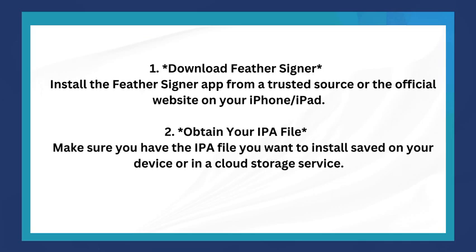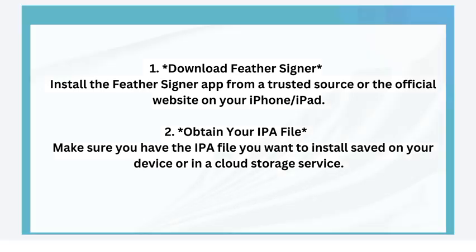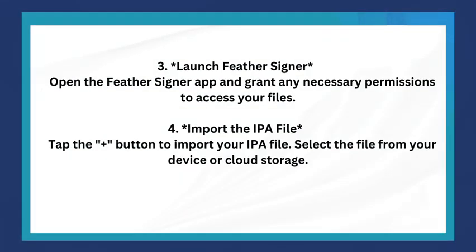So the first step is to download the Feed Assigner app. Install the app from a trusted source or the official website on your iPhone or iPad device. The second step is to obtain your IPA file. Make sure you have the IPA file you want to install saved on your device or in a cloud storage service. The third step is to launch the Feed Assigner app and grant any necessary permissions to access your files.